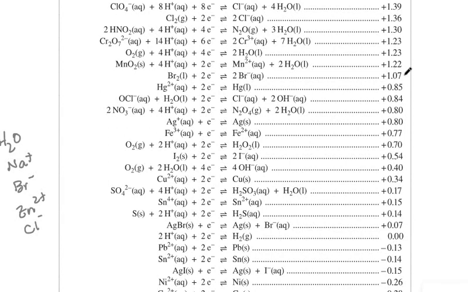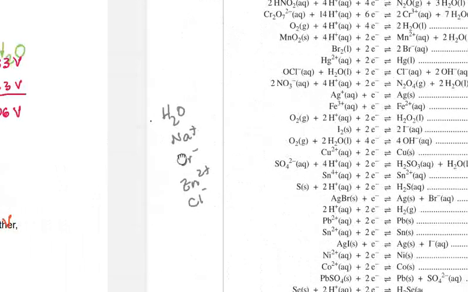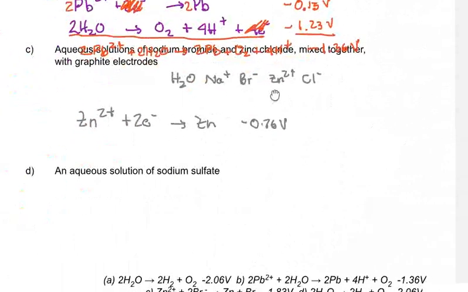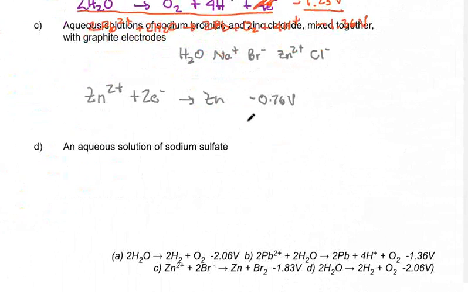And the voltage for that, here it's listed as 1.07, but we're doing this reaction in reverse, right? We're starting on the right side and going this way. So we're going to get minus 1.07 volts, and that's for bromide ions turning into bromine and releasing 2 electrons.